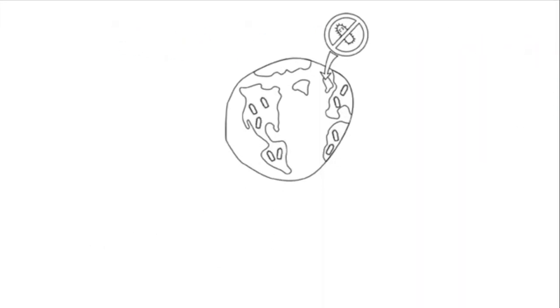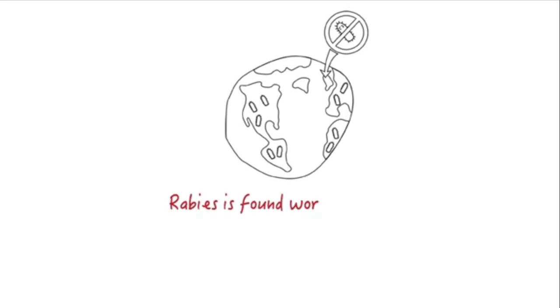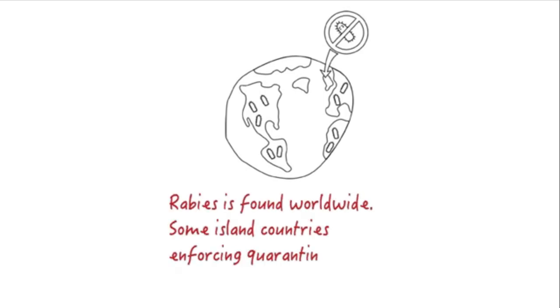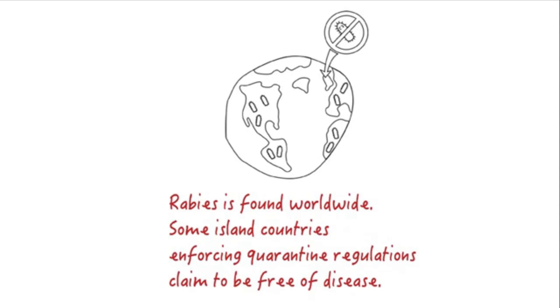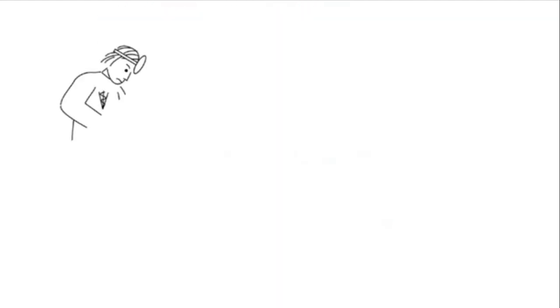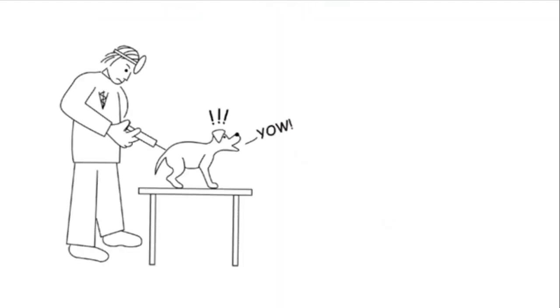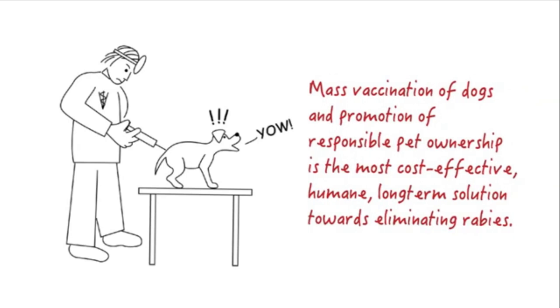Rabies is found throughout the world, but a few island countries, like in Pacific Oceania, have enforced rigorous quarantine regulations for mammals and claim to be free of the disease. Mass vaccination of dogs and promotion of responsible pet ownership has the greatest potential for cost-effective long-term elimination of rabies.